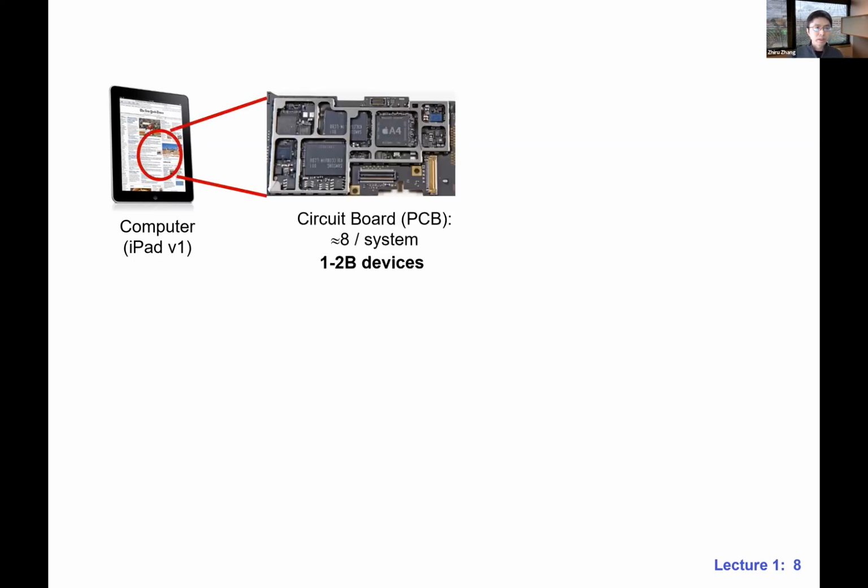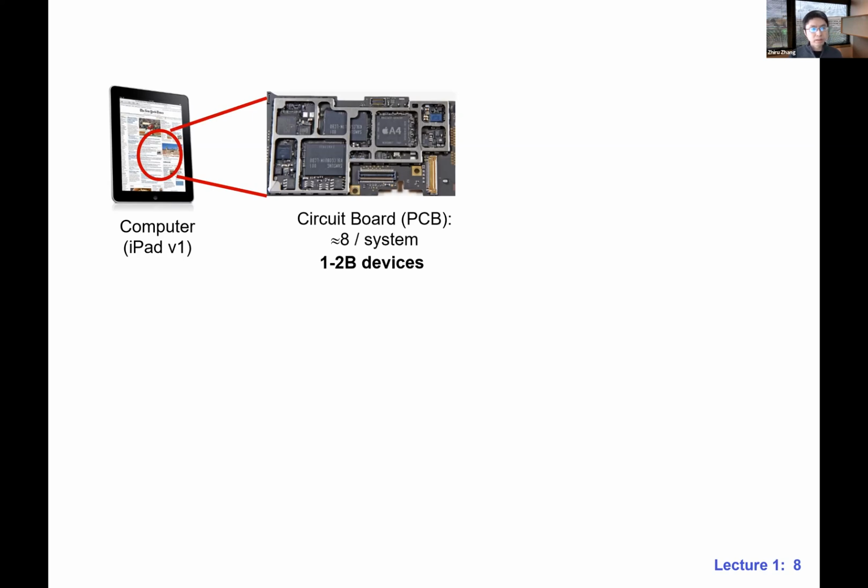So let's start with a simpler one. Let's start with something that's embedded in your iPad. This is actually the first version of iPad. This is a 10-year-old computer. But even for this one, it's fairly complex.